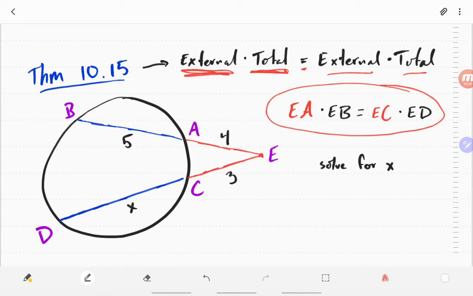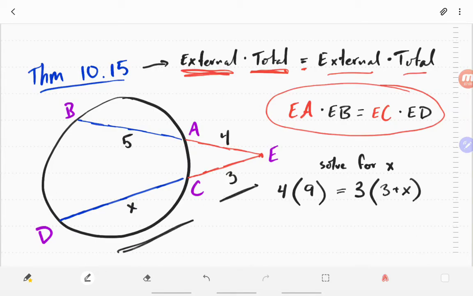So what I do is I need to take the external, AE, and multiply that by the total, which is 9, right? That's EB. I'm not going to take 4 times 5. I'm taking 4 times 9. And I set that equal to external, 3, times total. Well, total, that's 3 and X. I don't know what that adds up to, but I can just write 3 plus X, right? I'm taking 3 and X, and that's what gives me that total.